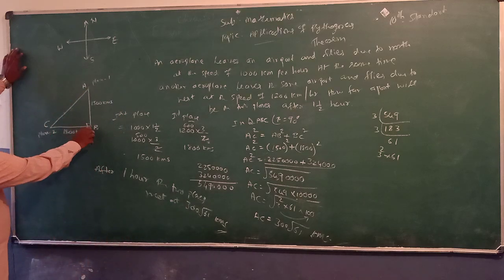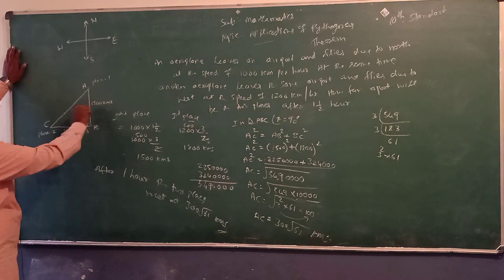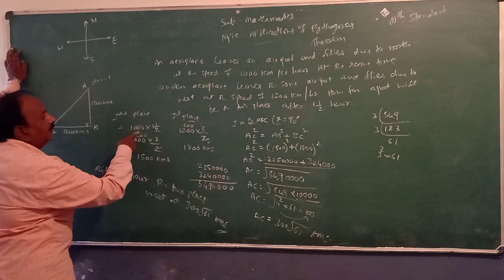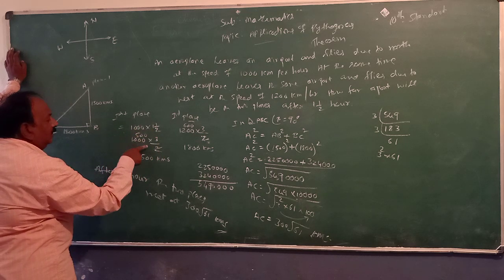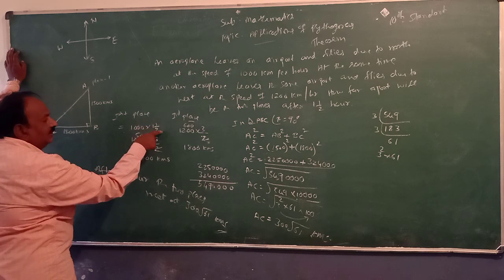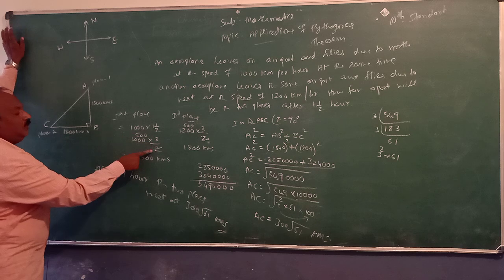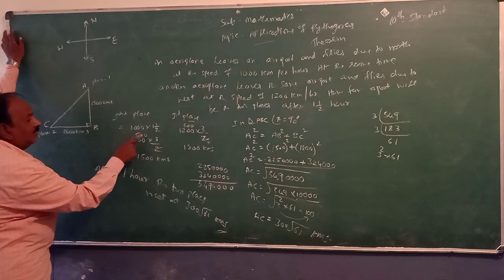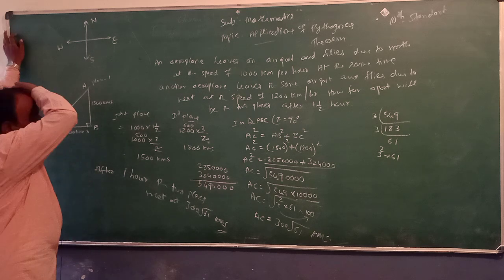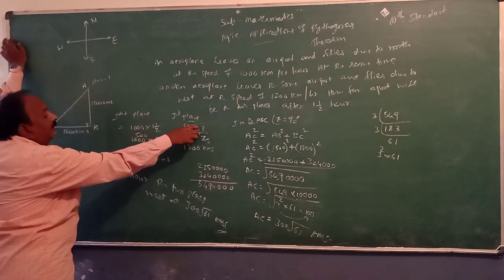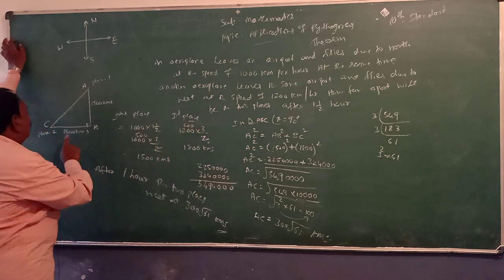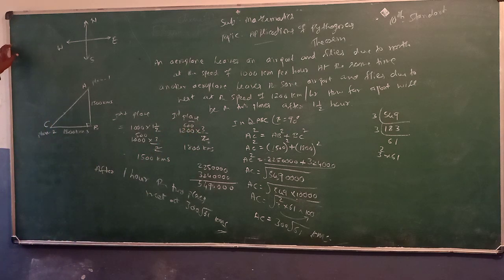So this is north, 1500. How do we get 1500? First plane, speed into time, 1000 into 1.5 hour. 2 1s are 2, 2 plus 1, 3 by 2. This is a mixed fraction converted into improper fraction. 2 1s are 2, 5s are 500, 3s are 1500 kilometer. Second plane, 1200 into 3 by 2. 2 1s are 2, 6s are 6, 3s are 18, 1800 kilometer.